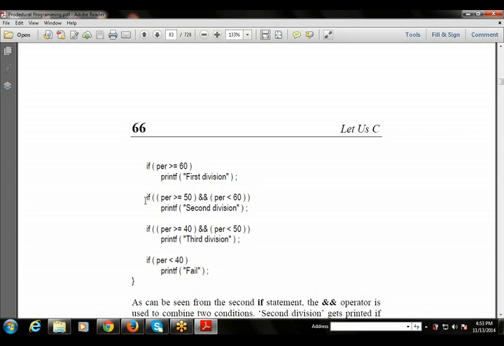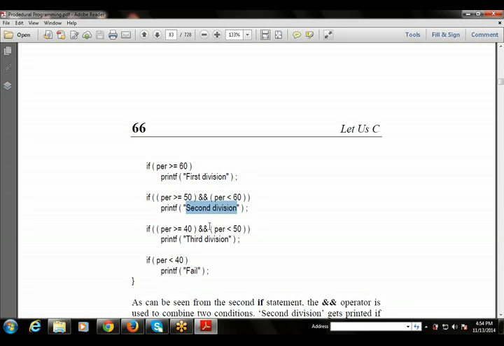That is, if it is either 60 or greater than 60, then printf first division, that is, it prints the output as a first division. Next, if the percentage is greater than 50 and less than 60, that is, it is between 50 to 59, then print the second division.